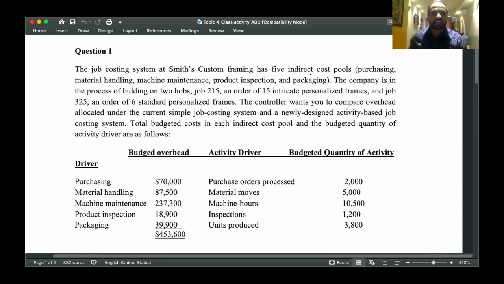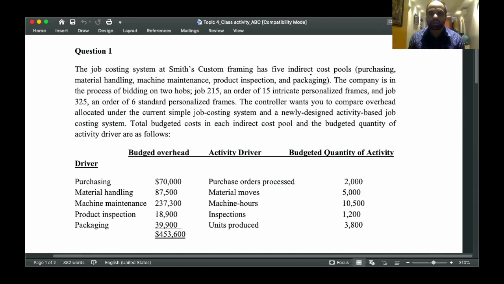The company is in the process of bidding on two jobs. Job 215, which is mainly your product, is an order of 15 intricate personalized frames. So 15 products for job 215. Job 215 is one product, right? And job 326 has an order of 6 units.